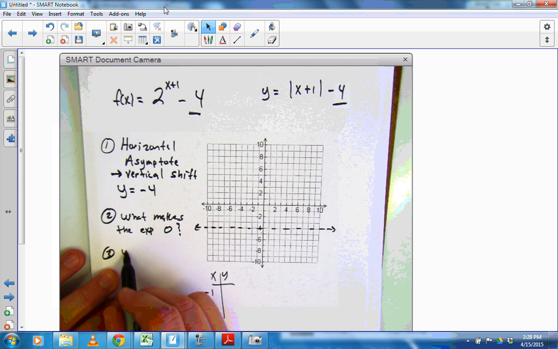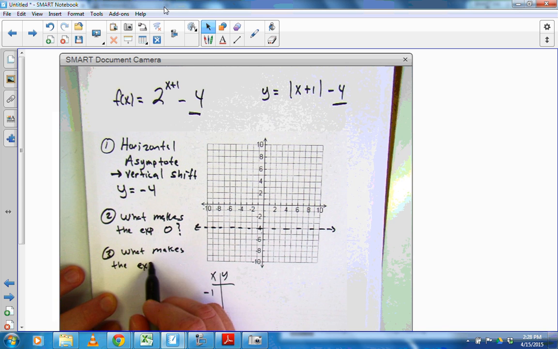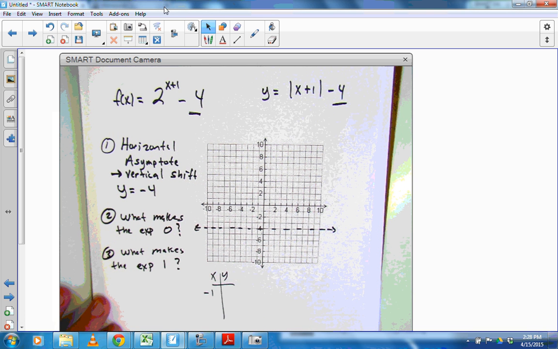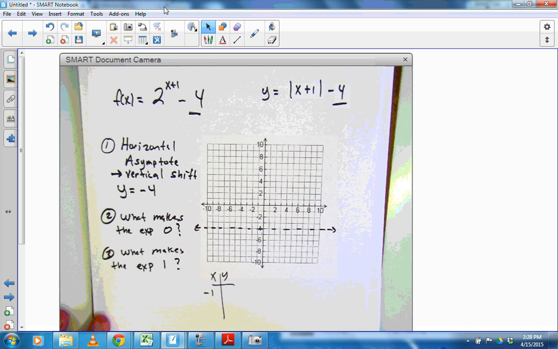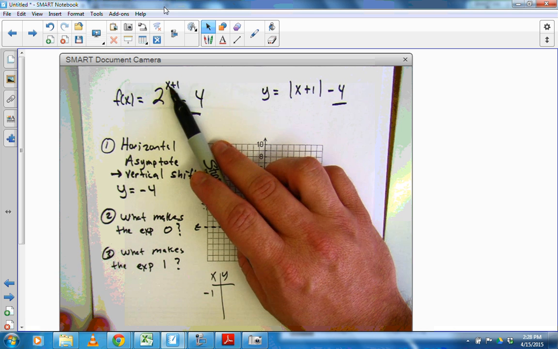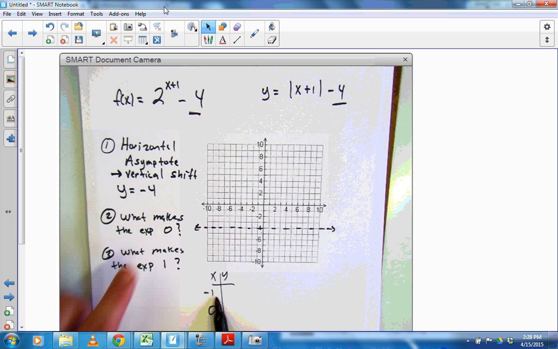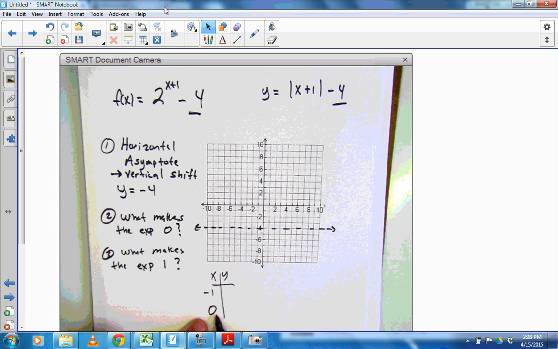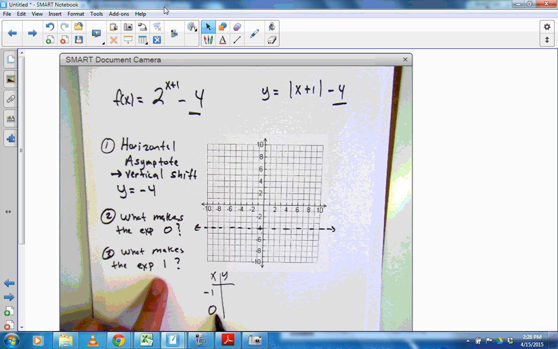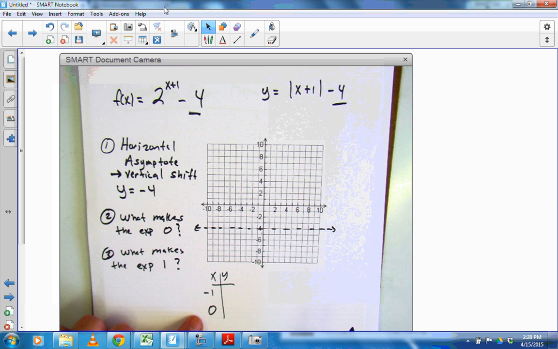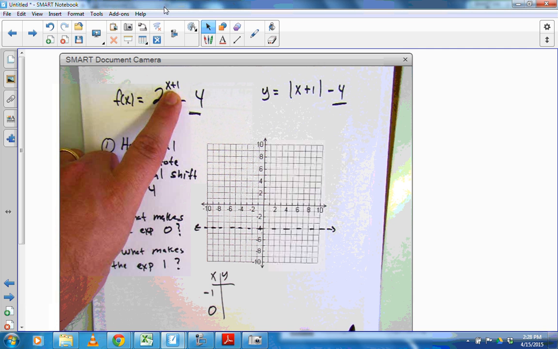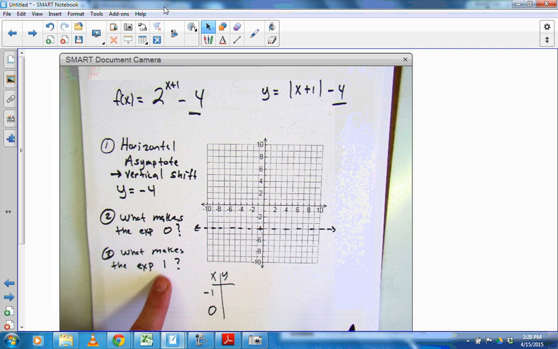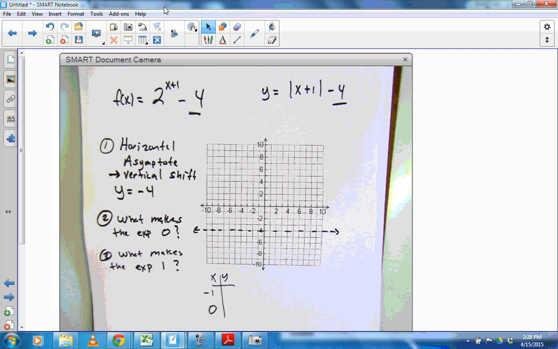All right, so what makes the exponent 1? Okay, so what number would I plug in right here? It would be 0. Okay, so I would plug in -1 to make the exponent 0, and I would plug in 0 to make it 1. Now in a minute, sometimes it's pretty easy to tell what makes it 0, because we do that a lot in here, don't we? Okay, but sometimes what makes it 1, it's a little complicated. You might not can figure it out in your head. I'll show you why you can do it in a second.